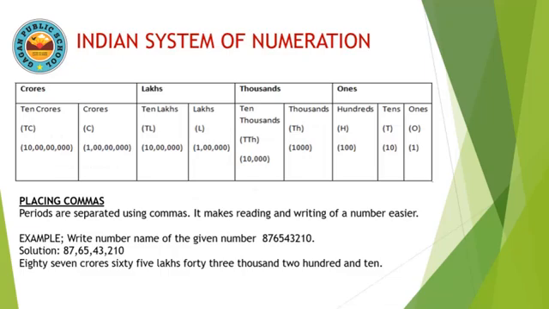Now some students are getting confused in the Indian system and the international system. So today I am clarifying it again. So please listen carefully. Now ones, tens, hundreds come under the ones period. Thousands, 10,000s come under the thousands period. Lakhs, 10 lakhs come under the lakhs period. Crores, 10 crores come under the crores period. So periods are separated using commas.